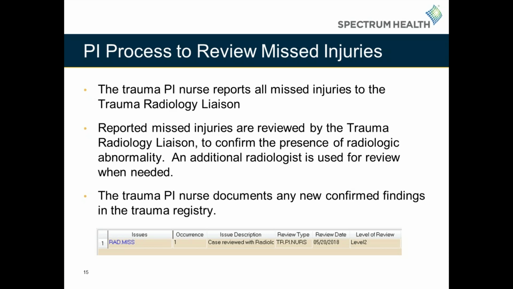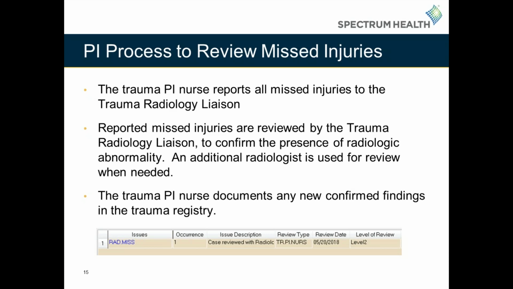And sometimes that liaison will even consult with specialty radiologists such as neurosurgery, if that's a little bit out of his comfort zone, just to get another set of eyes on it to identify whether it is a missed injury, or if there's even other missed injuries that are present that weren't even sent to him as well. And then the radiology liaison will send back an email verifying that the injury was present, and then the trauma PI nurse will put in that RAD-MIS, we call it RAD-MIS, injury into our registry to track.